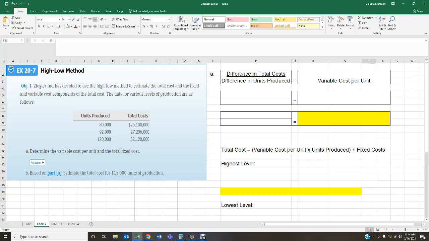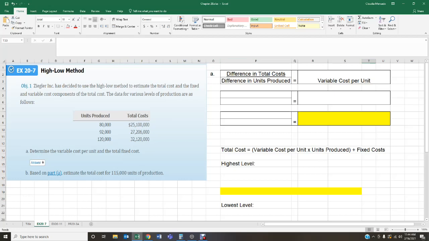Okay, here we go. Okay, so we're going to be using the high-low method. Let's see how we can apply this to the problem. Okay, so let me get a piece of paper. Here we go.